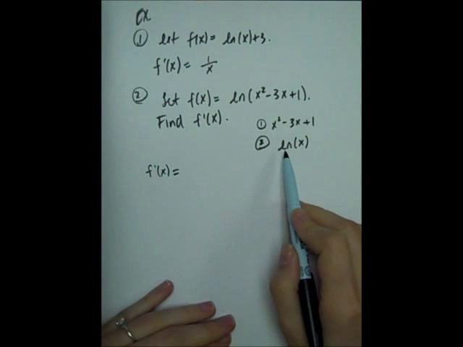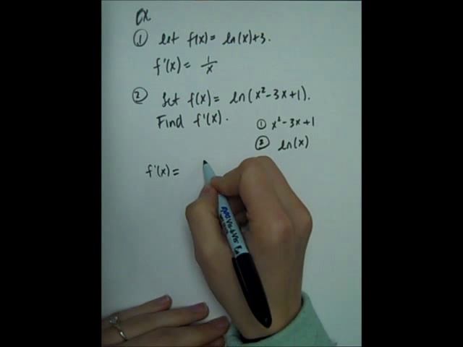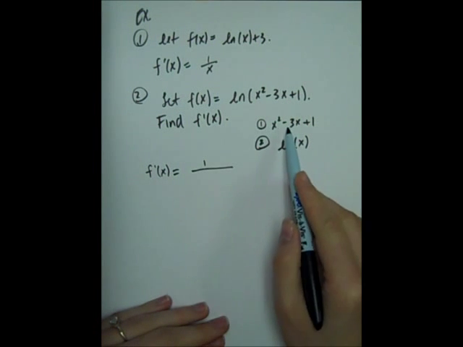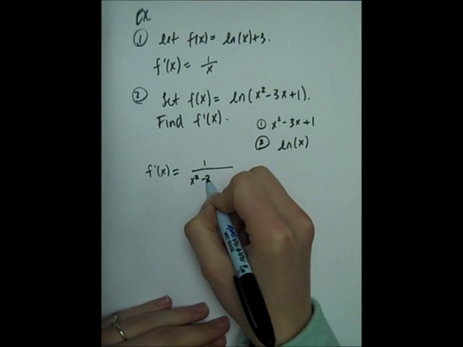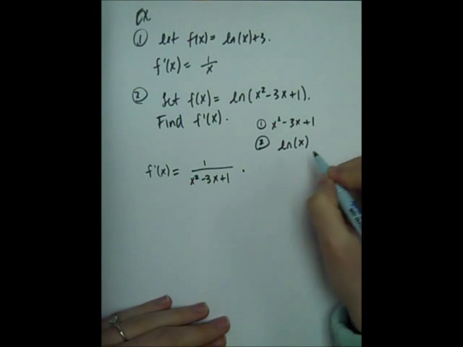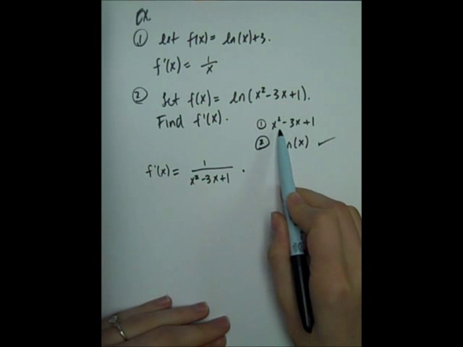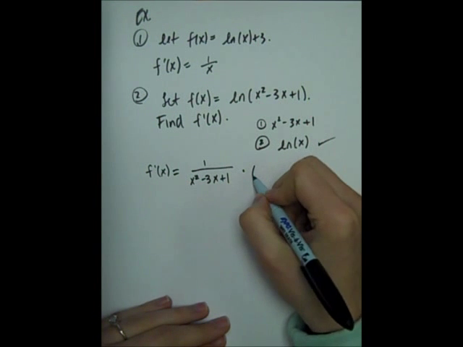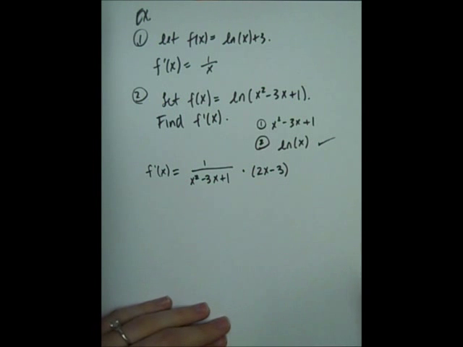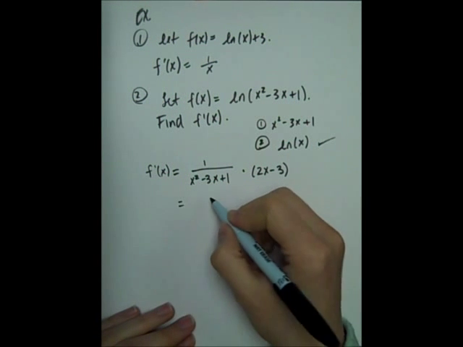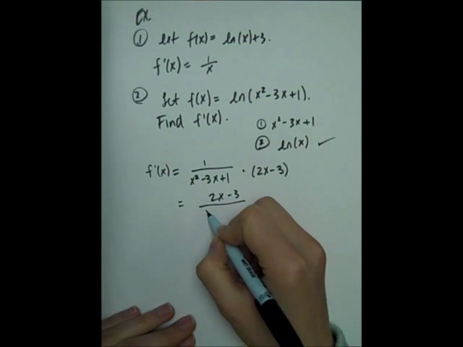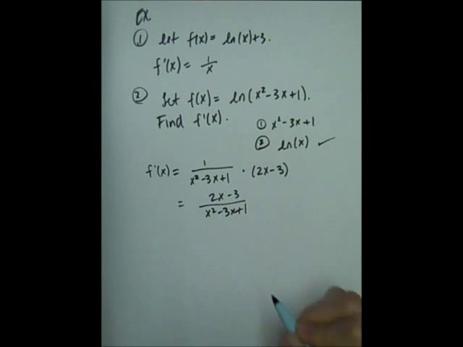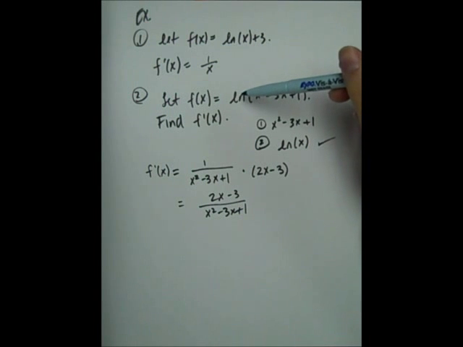So now start with the bottom. What's the derivative of natural log of x? That's 1 over x, but I don't write the x. Remember, I write everything that's above this. So x squared minus 3x plus 1. Now what's the derivative of x squared minus 3x plus 1? That would be 2x minus 3. You could write this as a fraction: 2x minus 3 over x squared minus 3x plus 1. So there's your derivative. We had to use the chain rule here, which we always use, using the fact that the derivative of natural log is 1 over x, and then multiplying by the derivative of the first function.